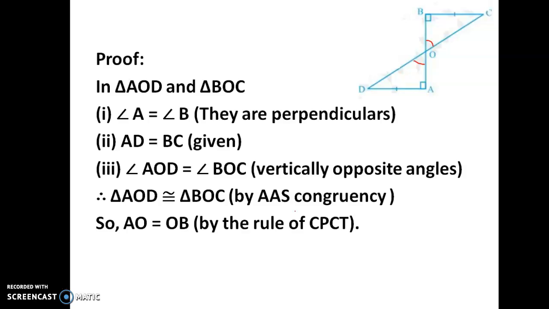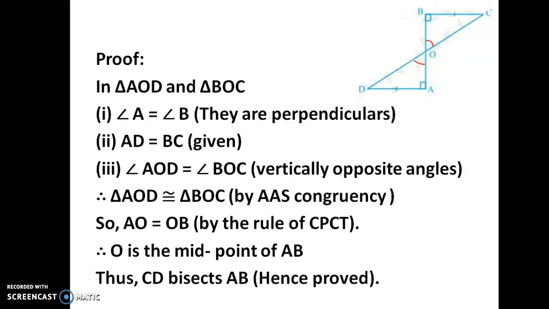Okay, so these two triangles are congruent means this AO is equal to BO. Okay, because corresponding parts of congruent triangles are equal. So that's why we are saying AO equal to OB. So O is the midpoint of AB. So if these two parts are equal, then O is the midpoint of that line segment AB. Okay, so O is the midpoint of AB. So CD bisects AB.